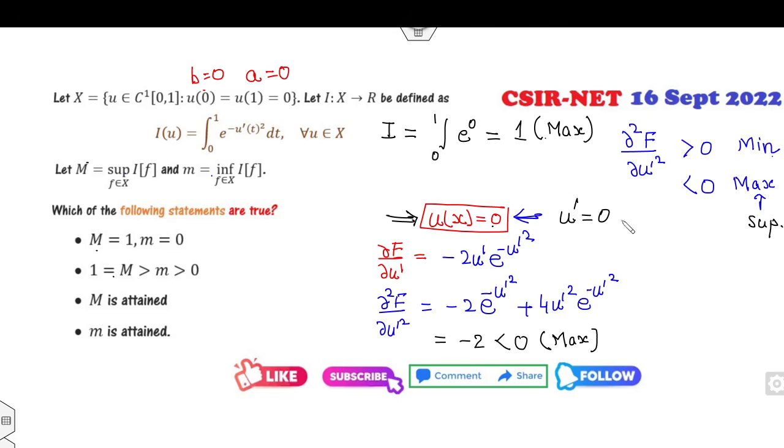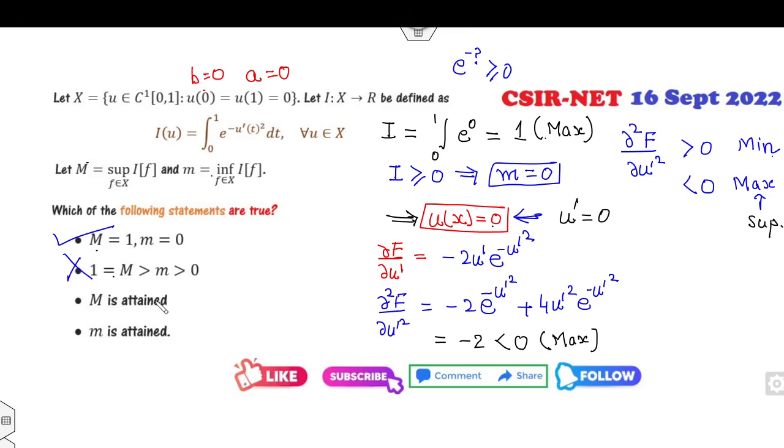What is the minimum value, the infimum? Since e raised to power minus of something is always greater than 0, that means your I is always greater than or equal to 0. So your infimum will be 0. So the first option is correct, the second option is cancelled.